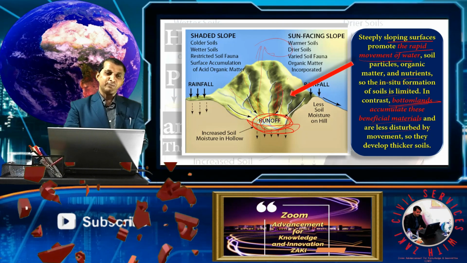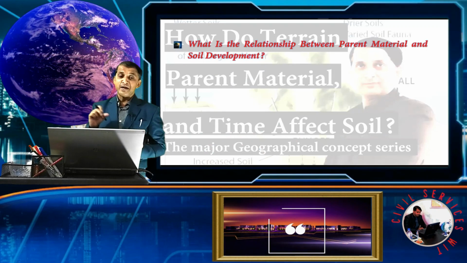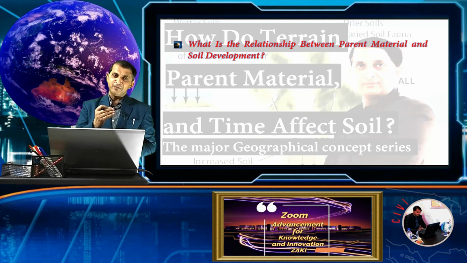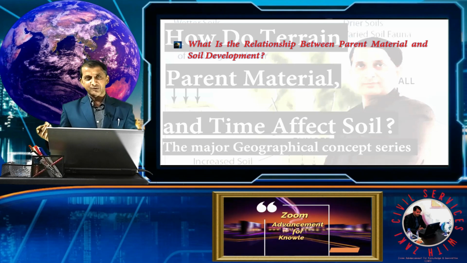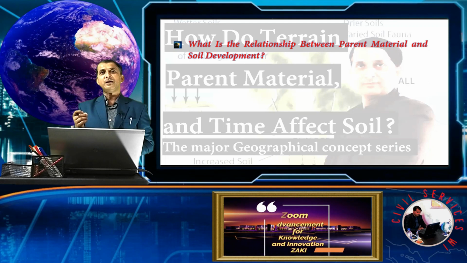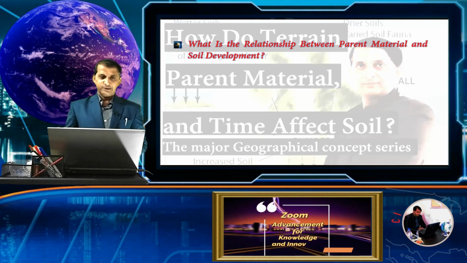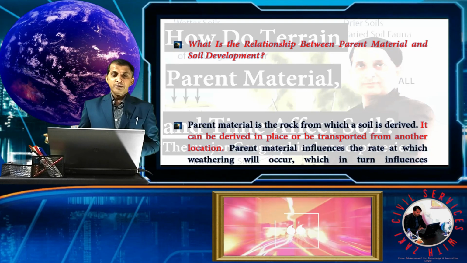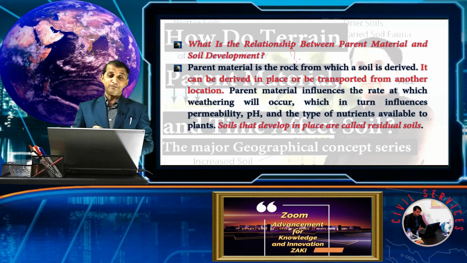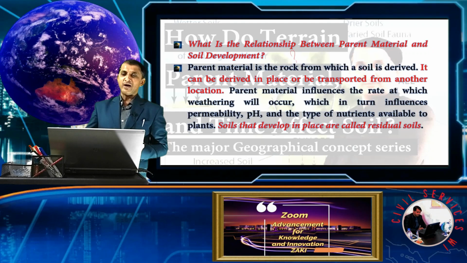Next we move forward and see the relationship between the parent material and soil development. How one type of parent material develops a different type of soil, and how some types of parent material develop very less productive soil. So see here, first we think what is parent material. Parent material is the rock from which the soil is derived.